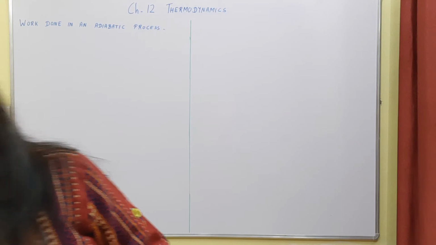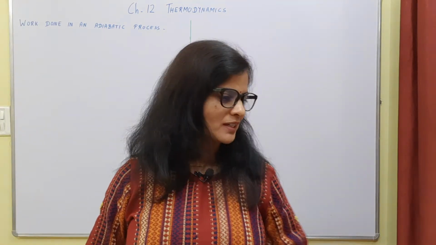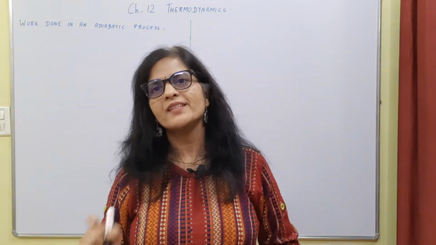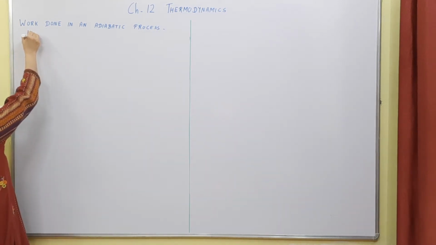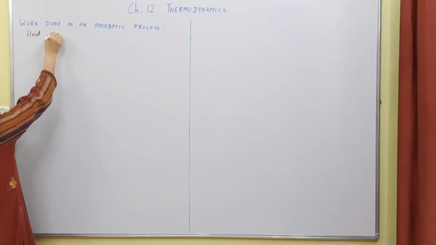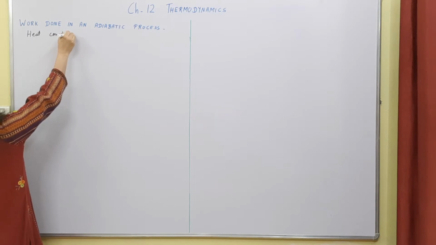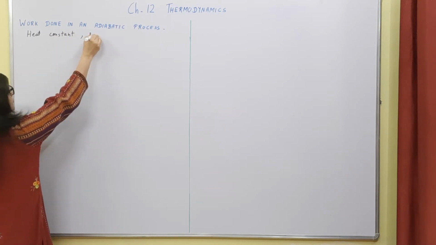Hello everyone. Now that you have studied work done in an isothermal process, it's time to study work done in an adiabatic process. We have already studied what an adiabatic process is. It is the process in which the heat is constant. Moreover, it is a fast process. So we know that here heat is constant and it is a fast process.